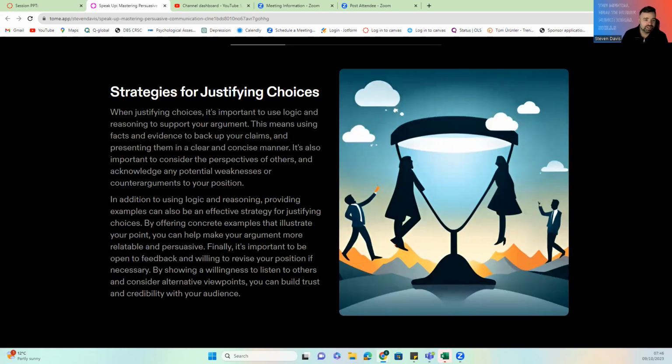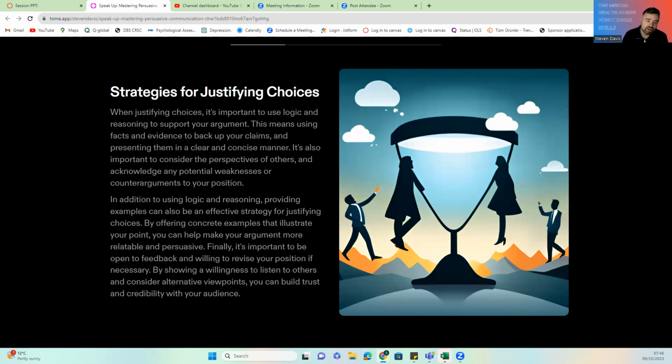So let's look at some strategies to justify choice. When justifying choice, it's important to use logic and reasoning to support your argument. This means using facts and evidence to back up your claim and presenting them in a clear and concise manner. It is also important to consider the perspective of others and acknowledge any potential weaknesses or counter-arguments in your position. In addition to using logic and reasoning, providing examples can also be an effective strategy for justifying choice. By offering concrete examples that illustrate your point, you can help make your argument more relatable and persuasive.